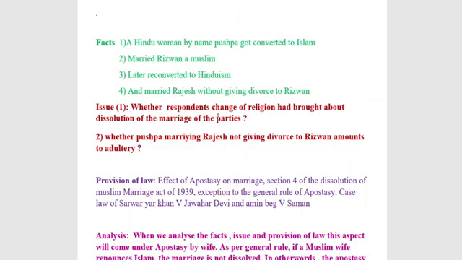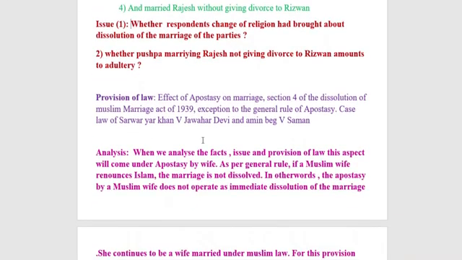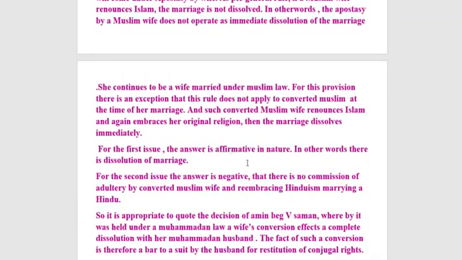So here, whether the respondent's change of religion had brought about a dissolution of the marriage of the parties, with regard to the first issue the answer is affirmative in nature. In other words, there is a dissolution of marriage. That means if any converted Muslim woman marries a person from the Islam religion and later gets converted to the same original religion where she belongs, at that time her marriage gets dissolved immediately.